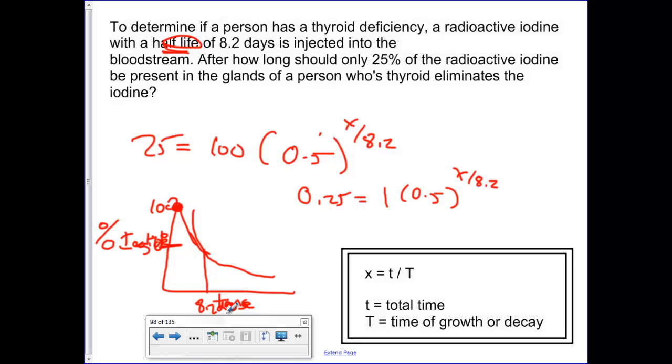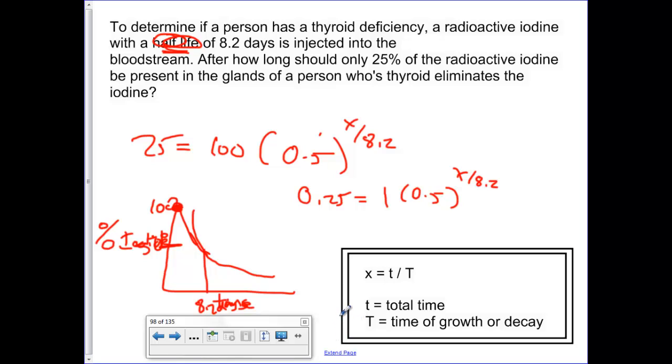Until years later, it's finally dropped down. Is there still trace amounts of iodide left? Yeah, but your kidneys have filtered it out half at a time, half at a time, half at a time, until the point where there's basically nothing left. So this phrase right here was the key to know that this was a 0.5.